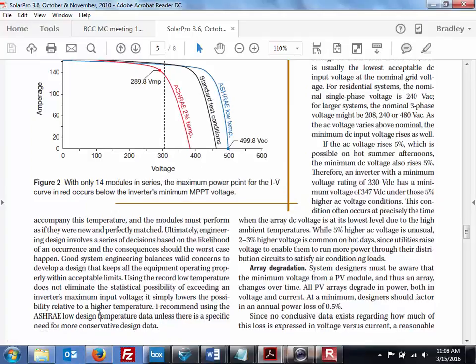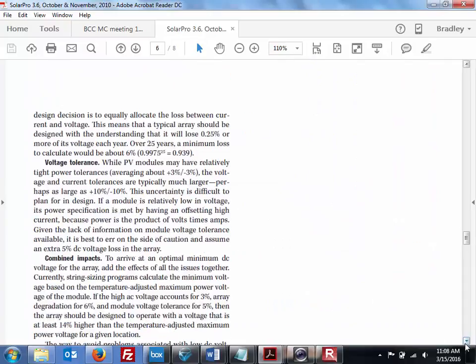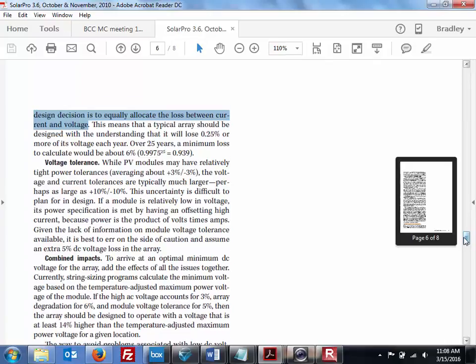But the degradation is thermal. So at a minimum, that's a minimum. I said 1 to 1.2, a loss of 0.5% per year. And again, where does that 0.5% go? Well, some of it goes to voltage and some of it goes to current. So over 25 years you might lose 6%. All right, what else is in here?